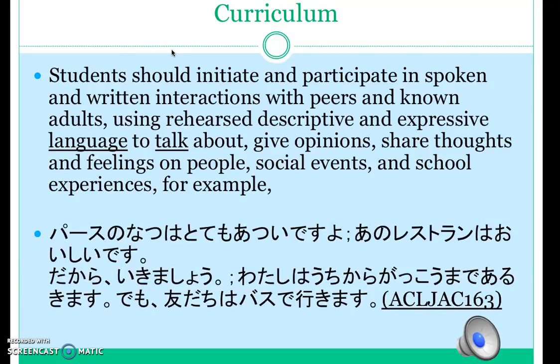The curriculum states that in order for students to pass this project, their video must include conversations with peers and adults using expressive language, thoughts, feelings, opinions on people, social events and school experiences. The curriculum then presents some example sentences that students or teachers can use for reference. This section of the curriculum focuses on students being able to increase their ability to speak in a conversational manner as well as in a realistic manner, continuing to prove that this task is authentic.